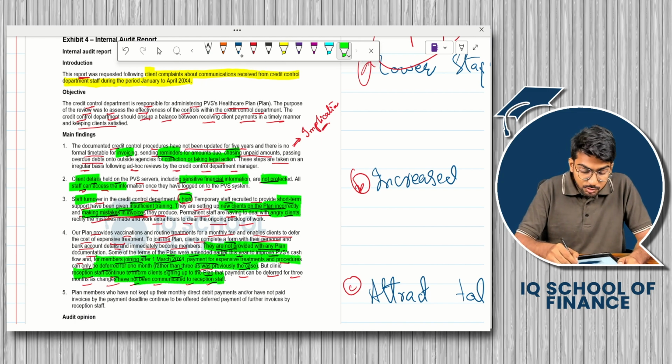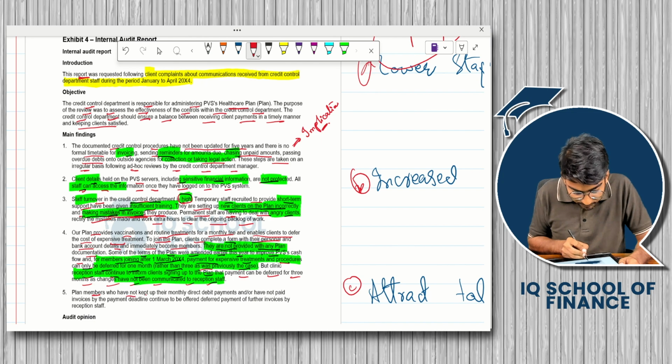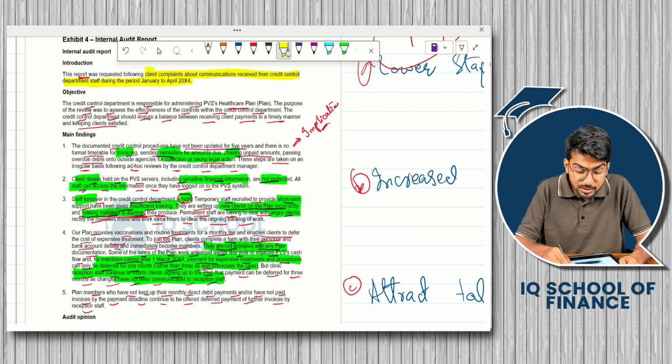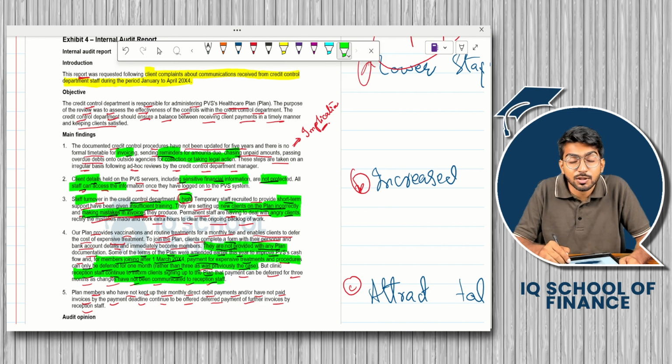Alright. So the last point: plan members who have not kept up their monthly direct debit payment or have not paid invoices by the payment deadline continue to be offered deferred payment for further invoices by reception staff. So those clients who are not clearing the previous invoices, we are offering the credit terms or the deferred payment plans to these clients again and again. This is some sort of stupidity. The person is not giving you the amount, it is making you take the bad loss, and still you are giving them the plan.